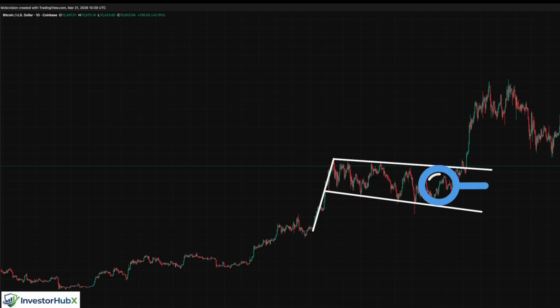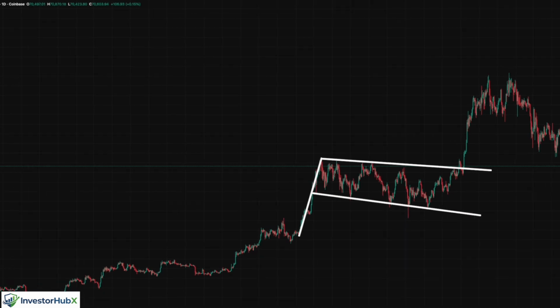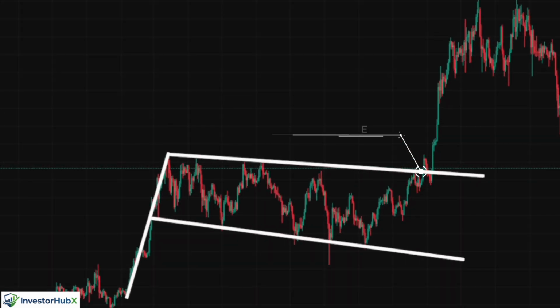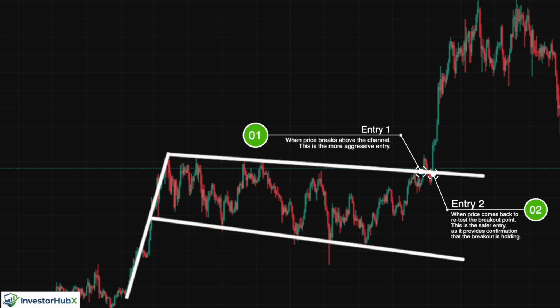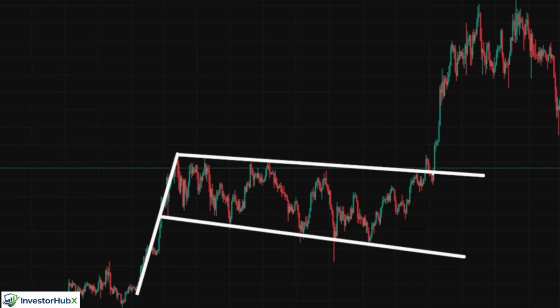Notice what happens just before the breakout. Price begins to shift its structure. Instead of continuing lower, it starts forming a higher low, followed by a higher high. This is an early sign that buyers are stepping back into the market, and momentum is starting to shift from consolidation to continuation. Entry 1 is here, when price breaks above the channel. This is the more aggressive entry. Entry 2 is here, when price comes back to retest the breakout point. This is the safer entry, as it provides confirmation that the breakout is holding.